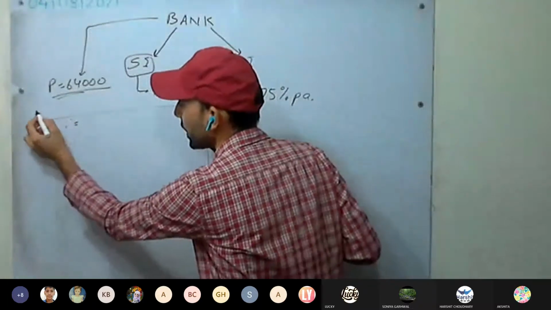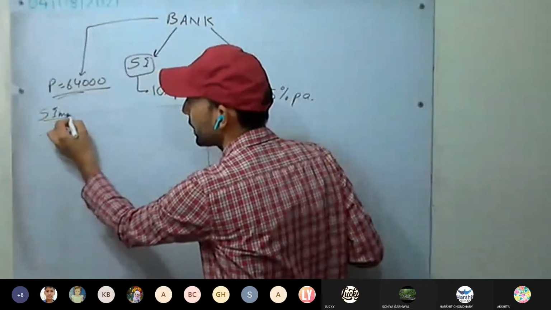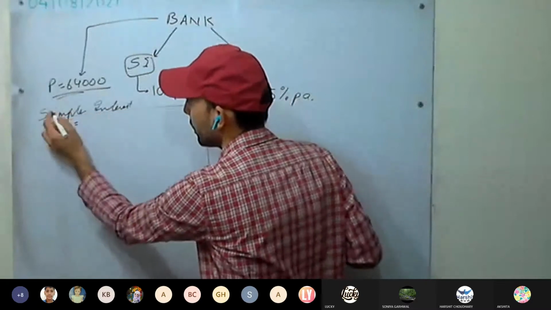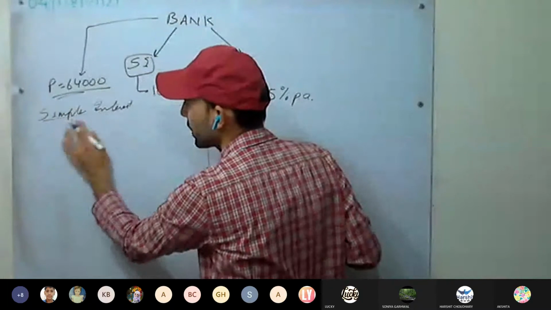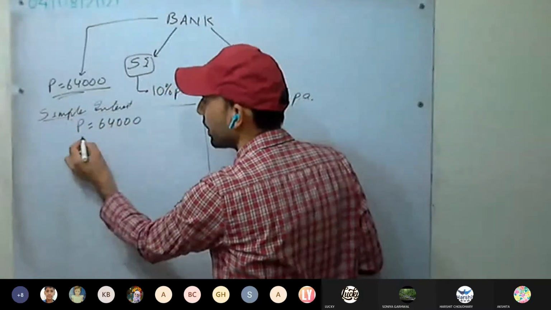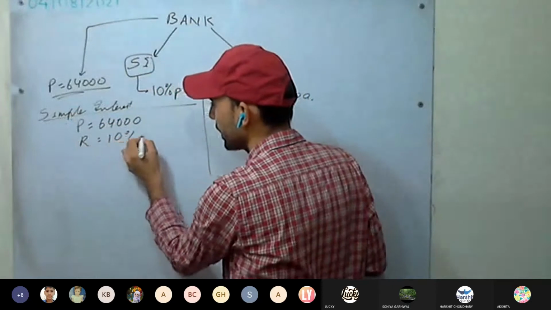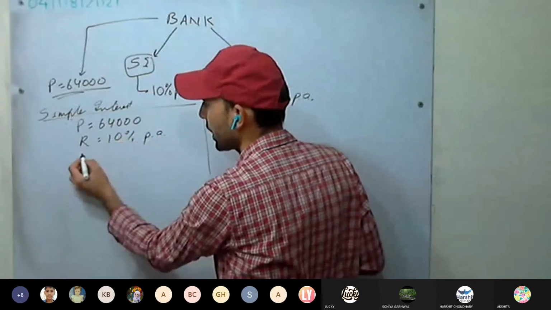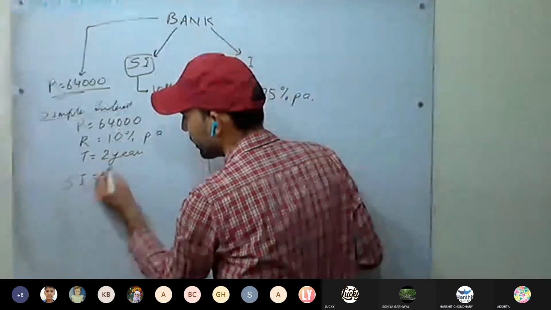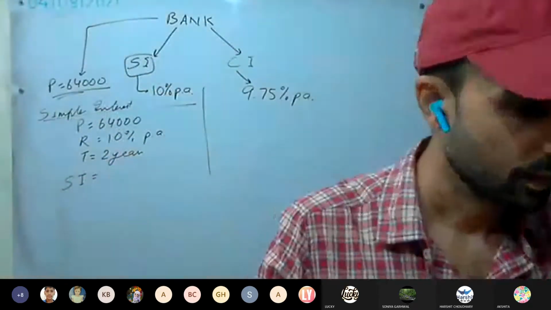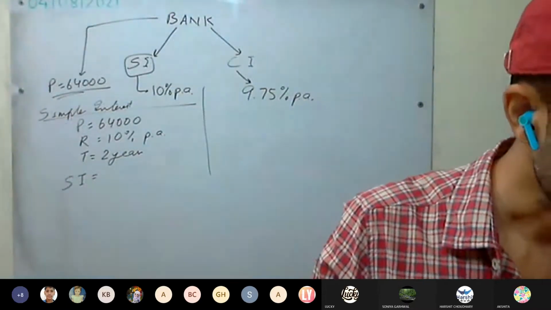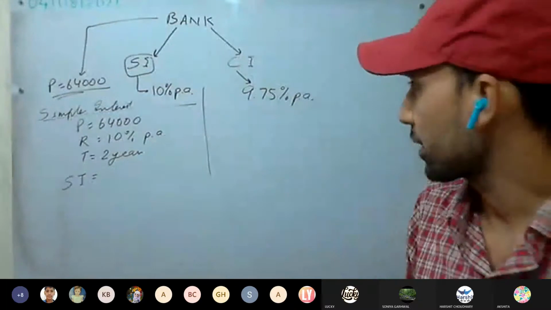So here we calculate. You can put a simple interest heading and calculate the simple interest here. Principal equal to 64,000. Rate equal to 10% per annum. Time equal to 2 years. Calculate the simple interest and tell me which scheme will give more interest invested for 2 years, and how much. Calculate it.